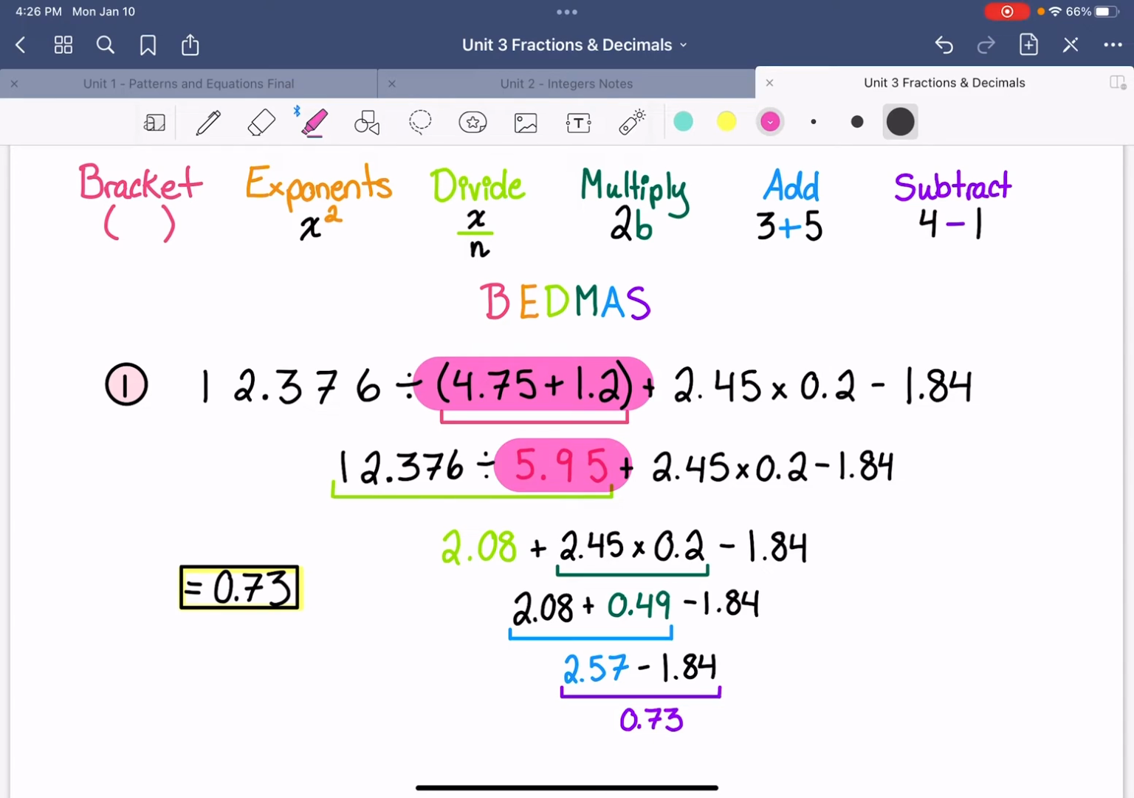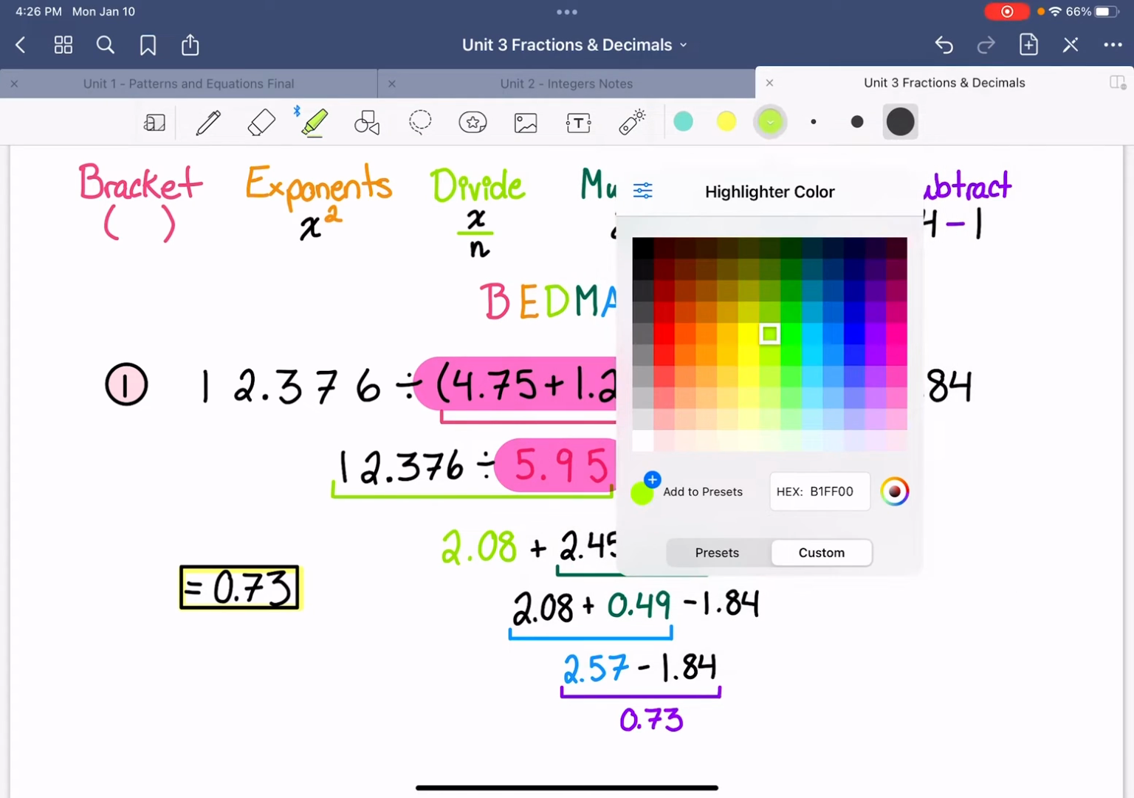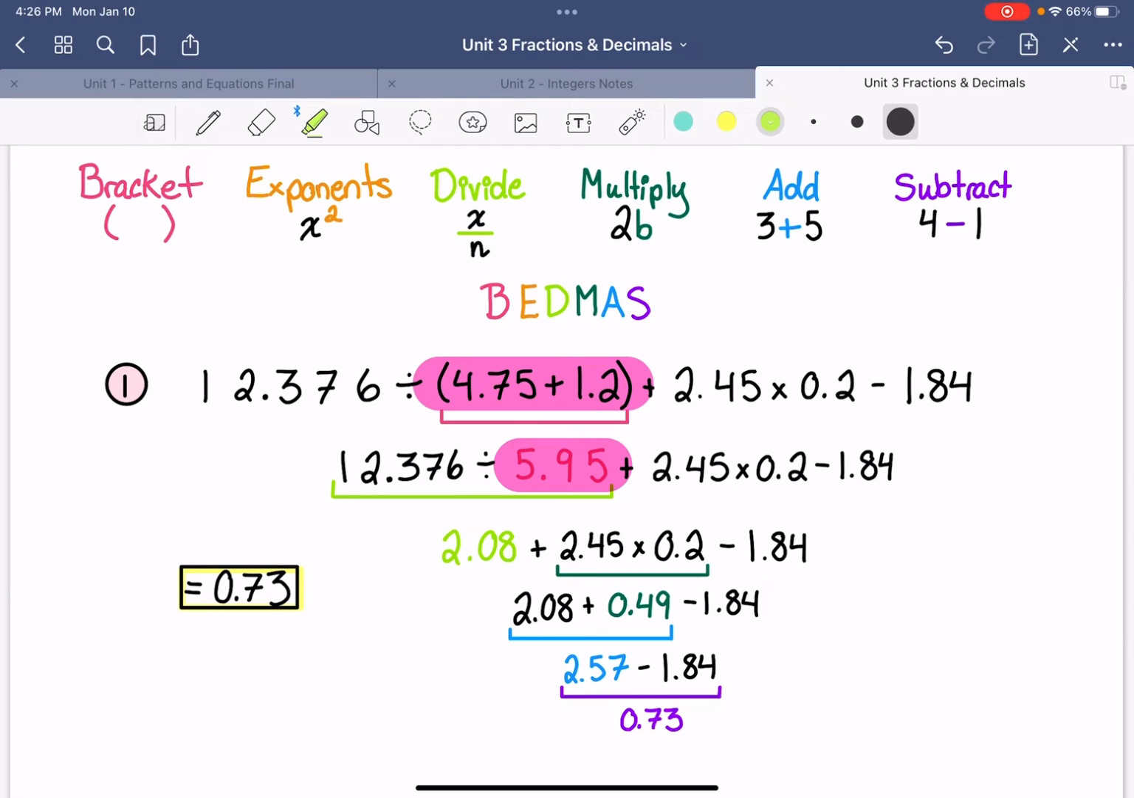So you can see 4.75 plus 1.2 is 5.95. Then you're just going to write that below, and you're going to keep everything else the same and just write it as if nothing had happened to those other sections. Okay? Then we're going to look for exponents. Well, we don't actually have any. So then we're going to go to our next section of BEDMAS, division.